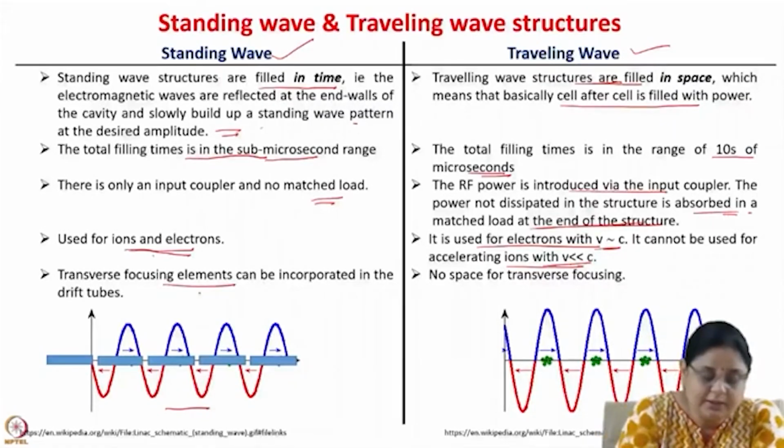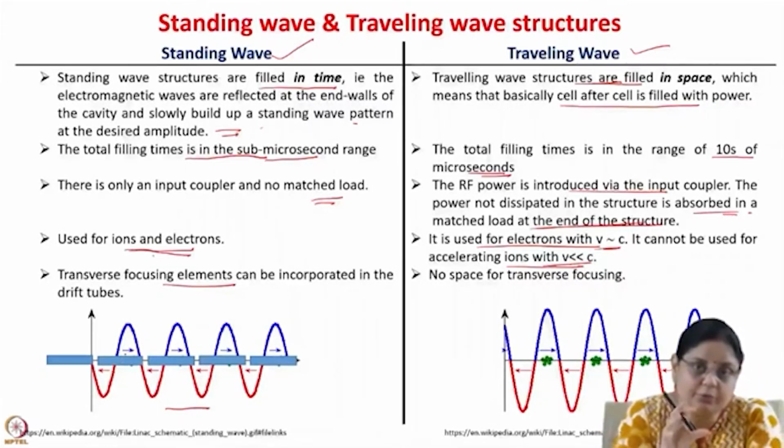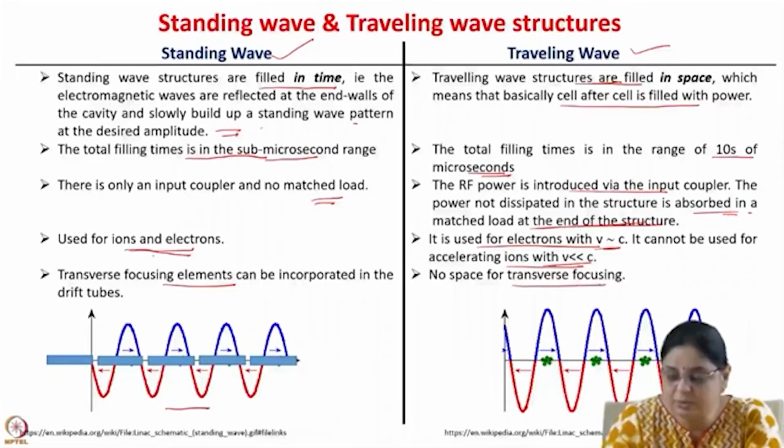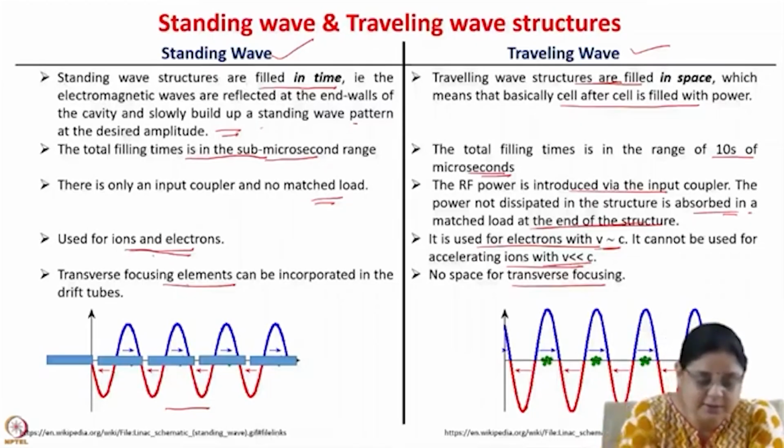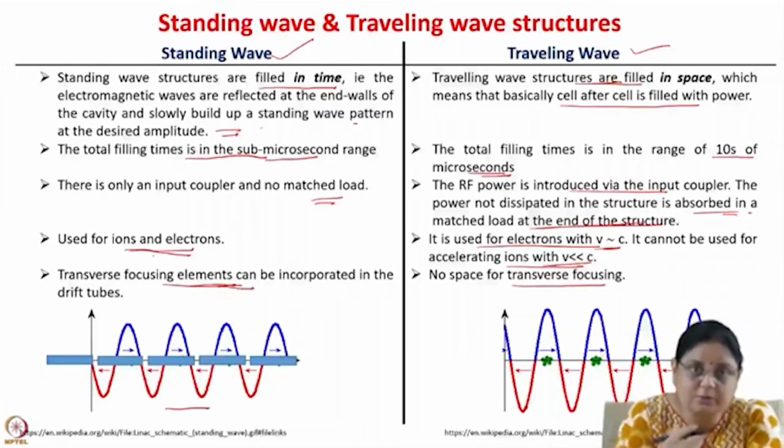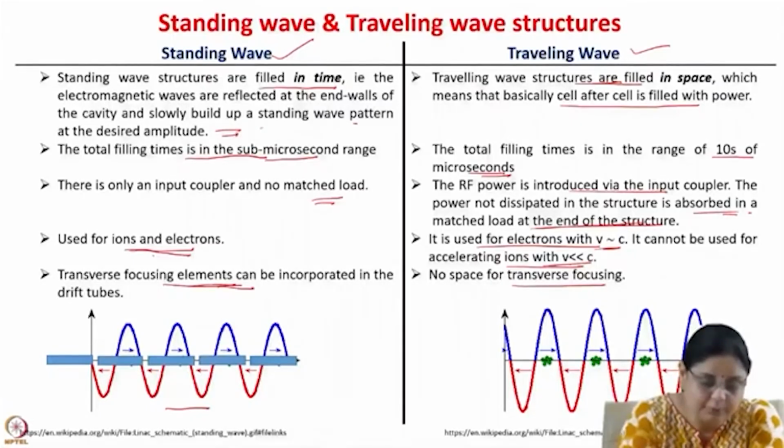Now here, for example in the drift tube linac, you have drift tubes, so you can put in some focusing elements here. In the traveling wave case there is no space for transverse focusing, so if the beam is diverging, you have to put a focusing element only after the accelerator, whereas within the accelerator, as you saw for the drift tube linac, you can include quadrupole magnets for focusing the beam.